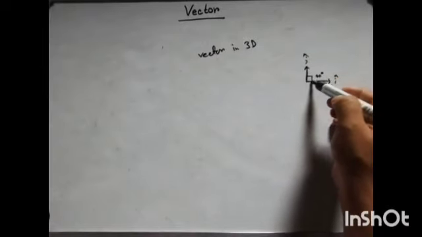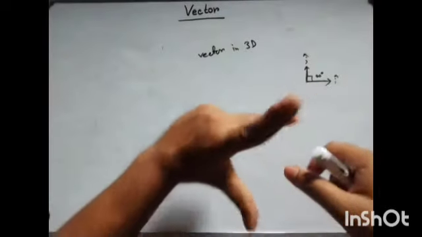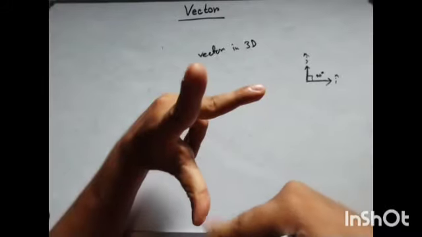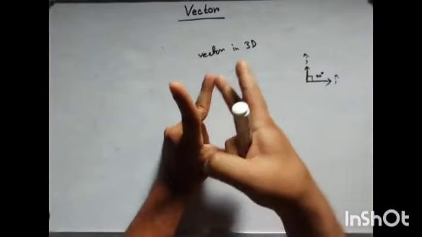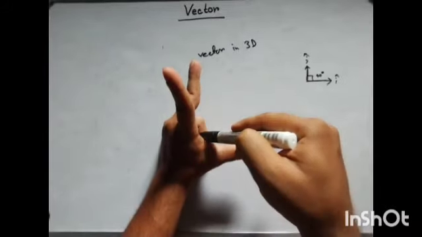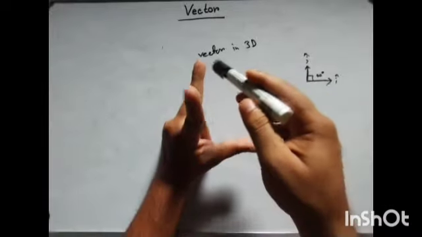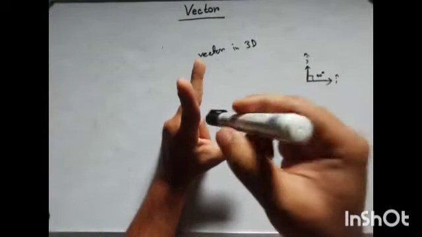That's why these are called rectangular coordinates. Now suppose this is your x axis, and this is your y axis. These are in the plane of the board, okay, and 90 degrees with each other. So if this is x axis and this is y axis, then this will be z axis.